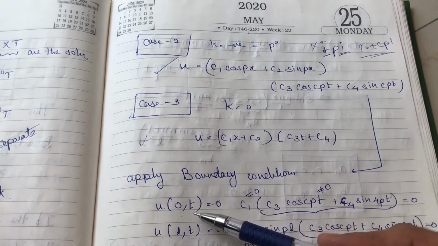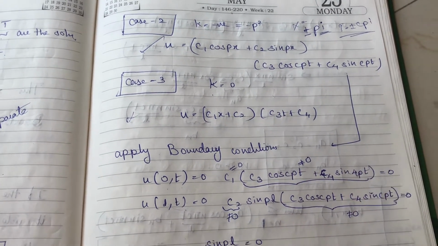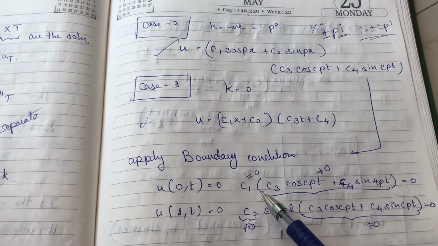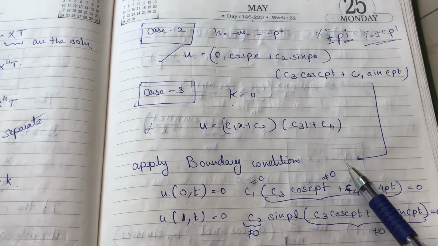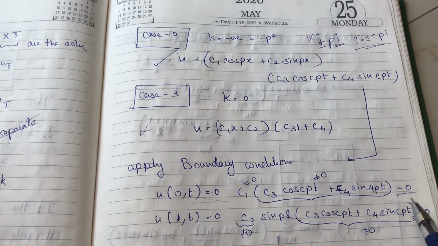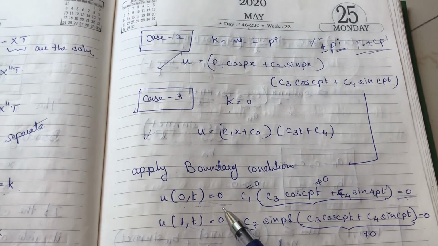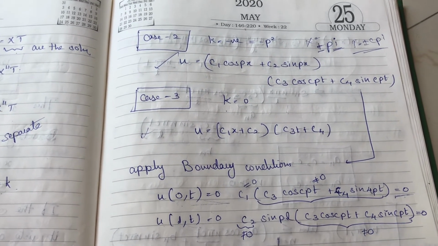And in place of t, I am just keeping t. So c1 into this term, right? This whole term will not be equal to 0, while the result is equal to 0. This is the boundary condition, which is equal to 0. So this whole term will not be equal to 0, so I can easily say c1 is equal to 0.